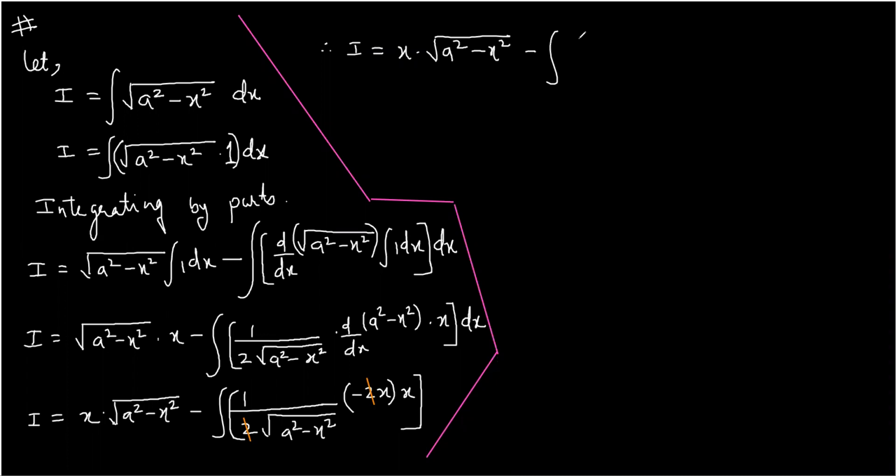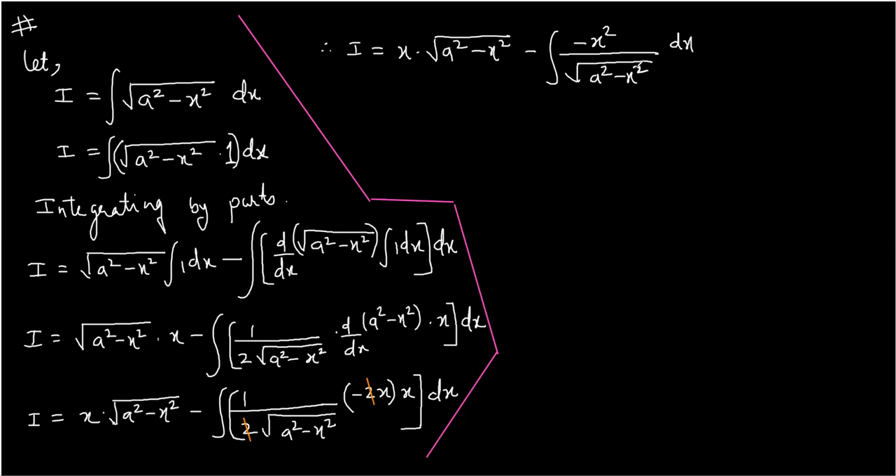What do I get? I get negative of x square, and in the denominator, inside the square root, I get a square minus x square. I forgot to write dx here. So I get here square root of a square minus x square and dx. So what is the next step?